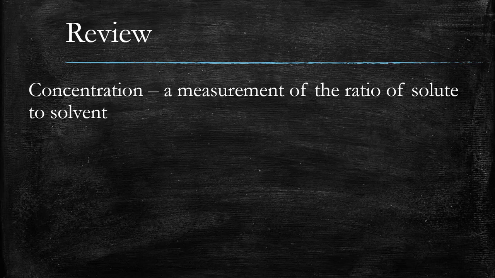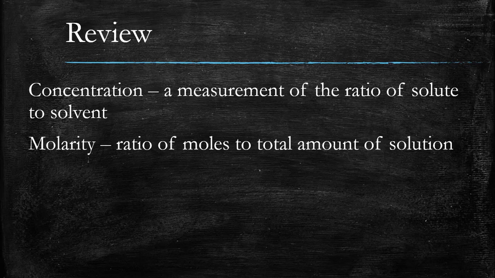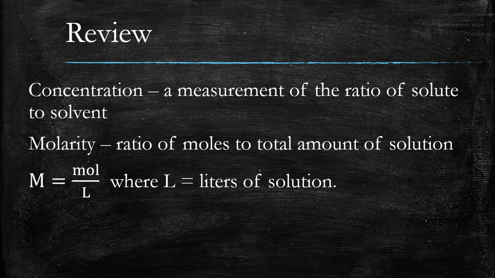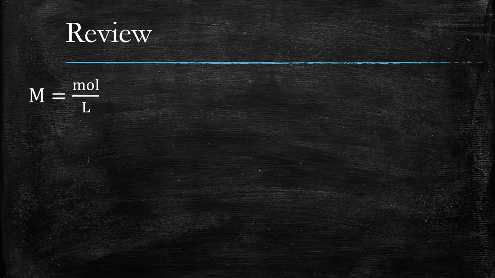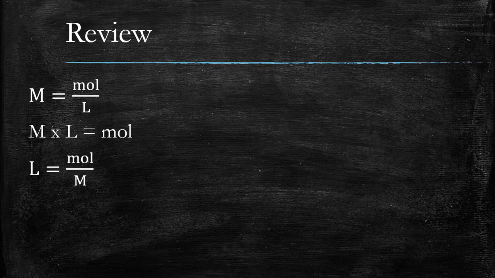Concentration is the ratio of solute to solvent. We will be using molarity, which is the ratio of moles to total amount of solution. M equals moles divided by liters. Note once again that the volume is liters of solution, not the liters of solvent. Since molarity equals moles divided by liters, the equation can be arranged, and molarity times liters equals moles, or liters equals moles over molarity.